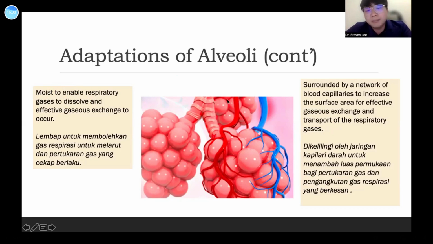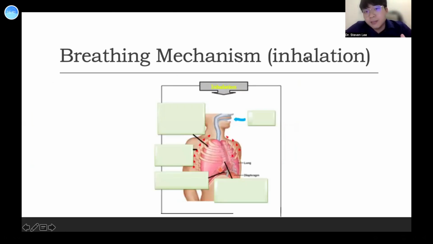Okay, now we go on to the second type. The second type is talking about breathing mechanism. In this case we look at inhalation. In Bahasa Melayu, it's called tarikan nafas. Okay, so let me give you a few points before we go on to the details of it.